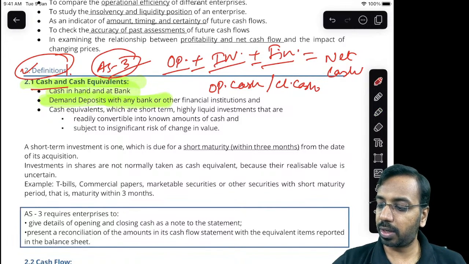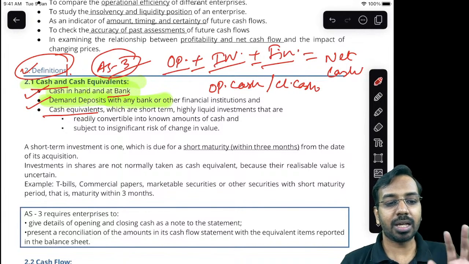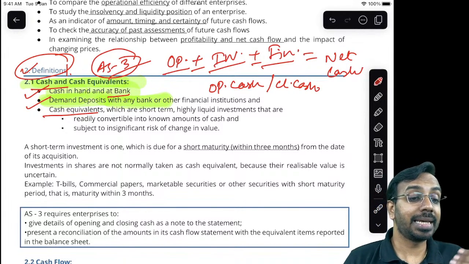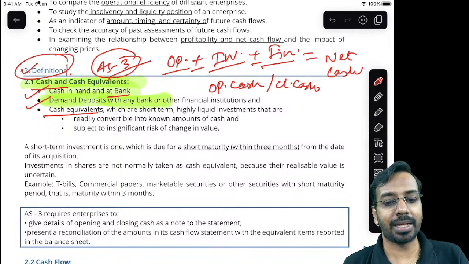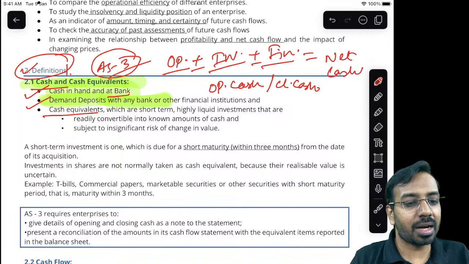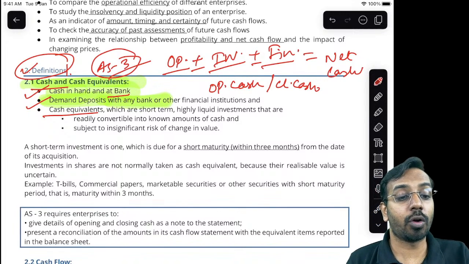So when we talk about cash and cash equivalent, we have cash in hand, cash at bank, demand deposits and cash equivalents. Now cash equivalents means these are not cash, but these are like cash. So what is the meaning of like cash? Like cash means I can easily convert them into known amount of cash without any risk of loss in value.